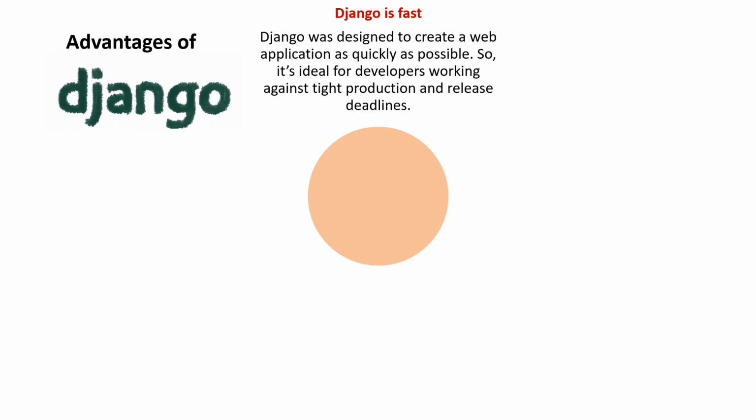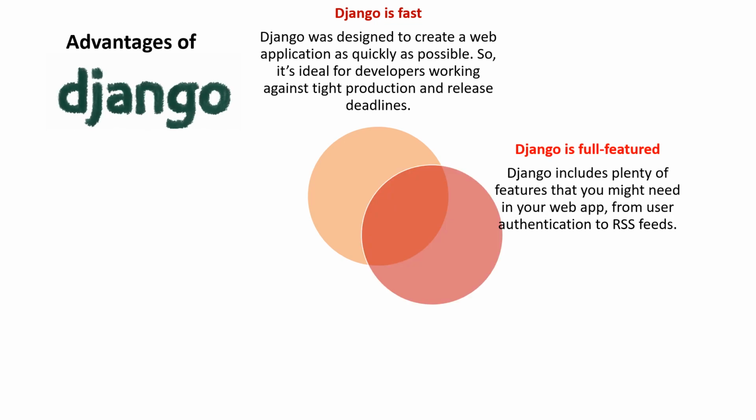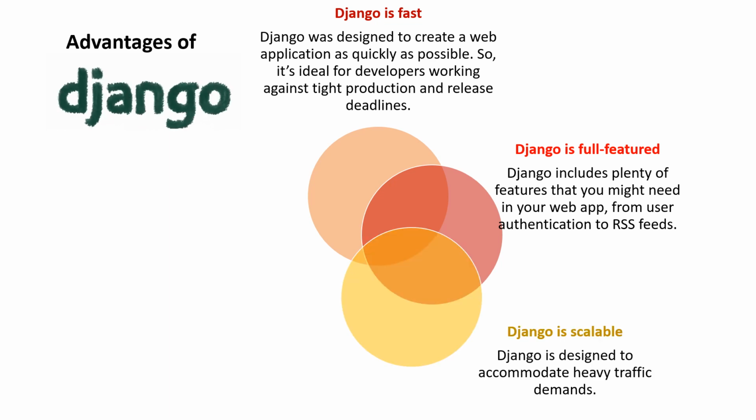This is fast, that is, it was designed to create a web application as quickly as possible. So it's ideal for developers working against tight production and release deadlines. This is full featured, that is, Django includes plenty of features that you might need in your web app, from user authentication to RSS feeds, that is, really simple syndication feeds, which is a notification feature that you may need in a web app. And Django is scalable.